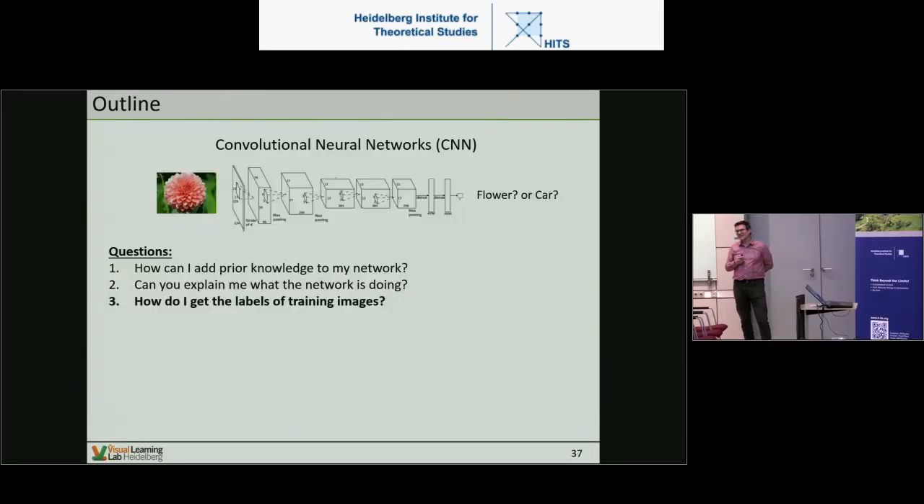Okay, so let's come to the last question: how do I get the labels of training images? As we've just seen, the more labels you have, the better you get. But where do you get these labels from? Certainly for tasks like classification, it's not so difficult. But for other tasks, like deconvolution of images, it may be harder to get these pairs. So I will show three different projects, in particular simulation, on what we currently do on this question.